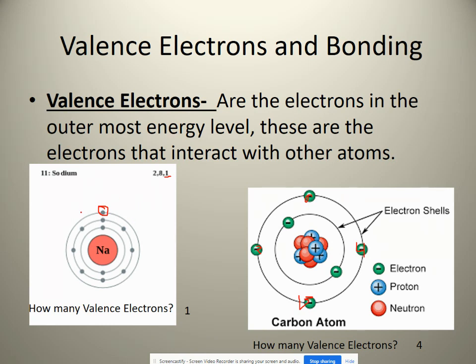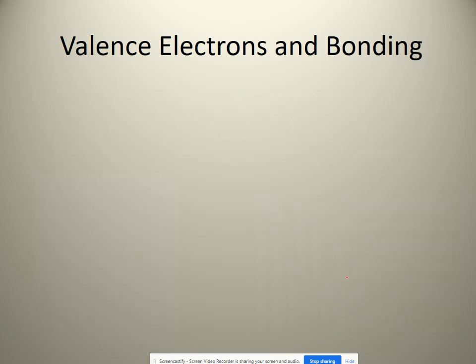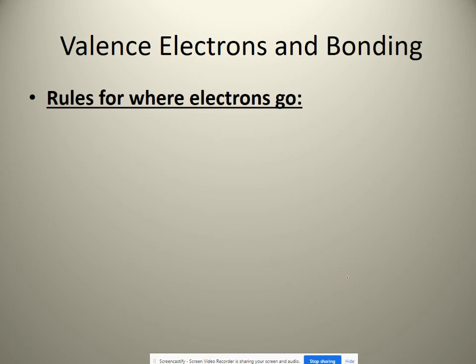As we're going to talk about these valence electrons, these electrons on the outer edge, these are the ones that interact with other molecules, okay? So to fill up energy levels, they will bond with other atoms. Let's go over our rules for where electrons go. So I want you to write these down.